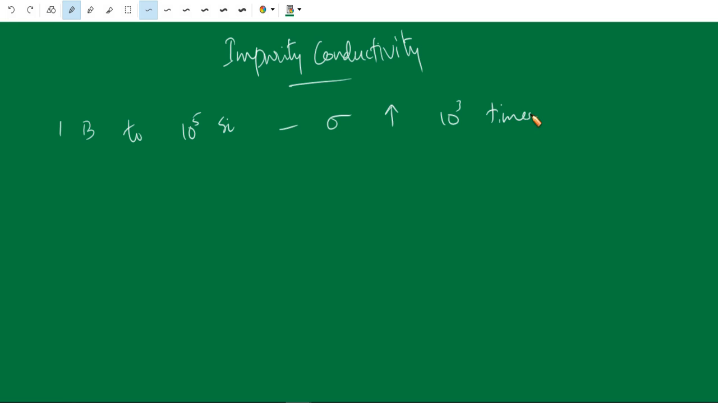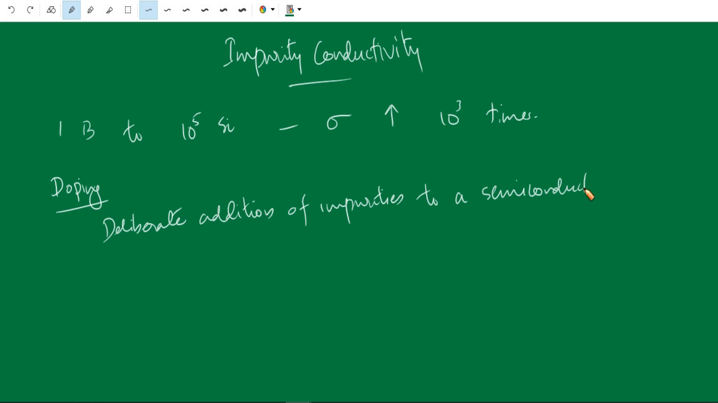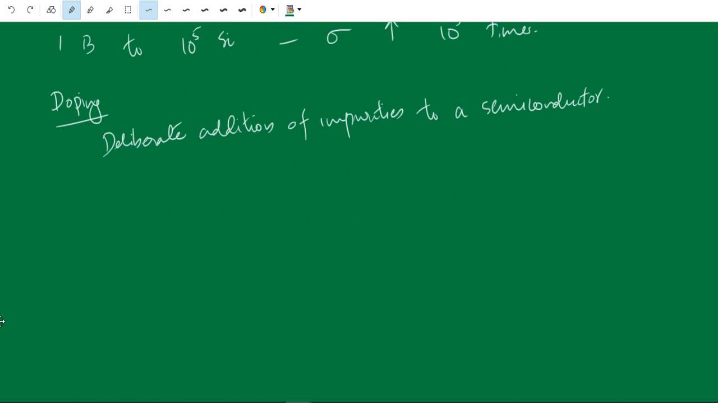So therefore, adding impurities to a semiconductor increases its conductivity. This addition of impurities to a semiconductor for increasing its conductivity is called doping. So doping is deliberate addition of impurities to a semiconductor for increasing its conductivity. This is called doping. Okay, so let us discuss the effect of adding impurities to germanium or silicon.